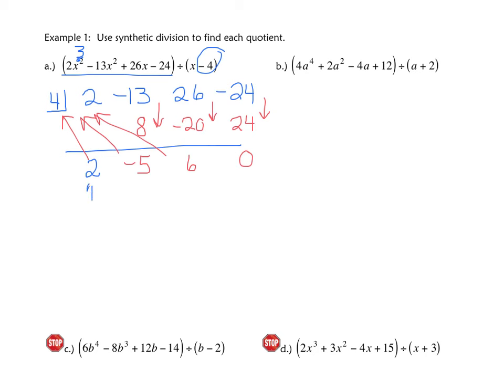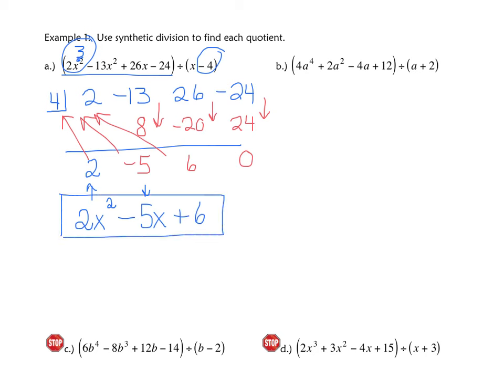This first number is the coefficient of the 2x. We started with an x cubed, so we bring that power down by 1. So our first x value is x to the second, minus 5x, that's where we get that from, plus 6, and there's no remainder, so our final answer is 2x squared minus 5x plus 6.